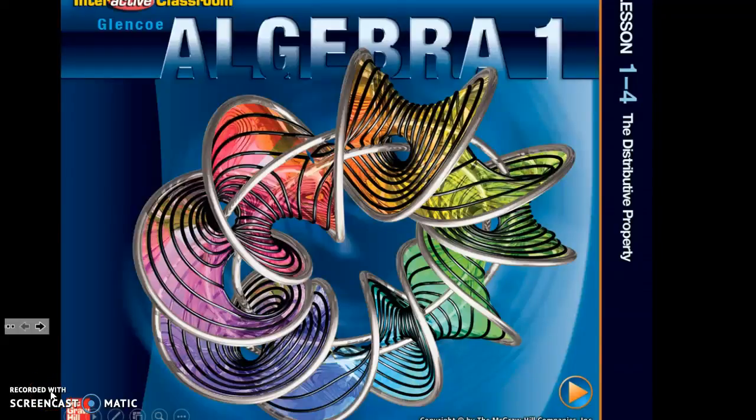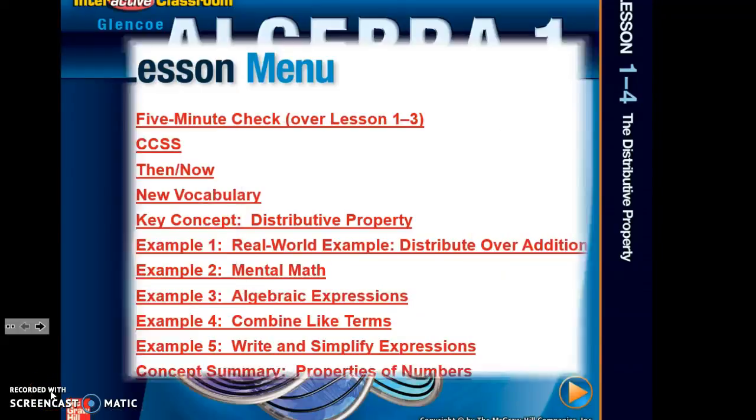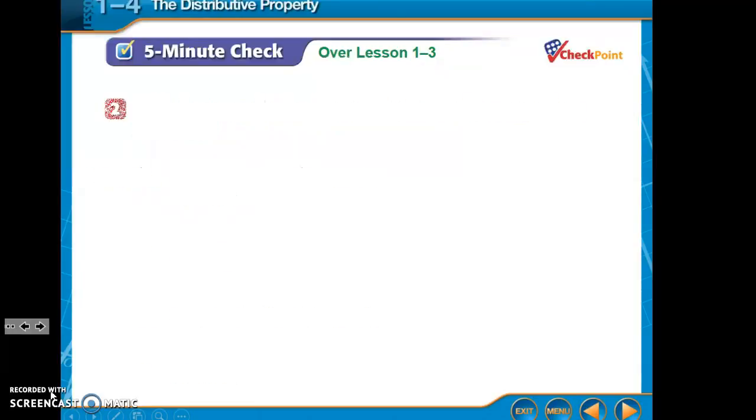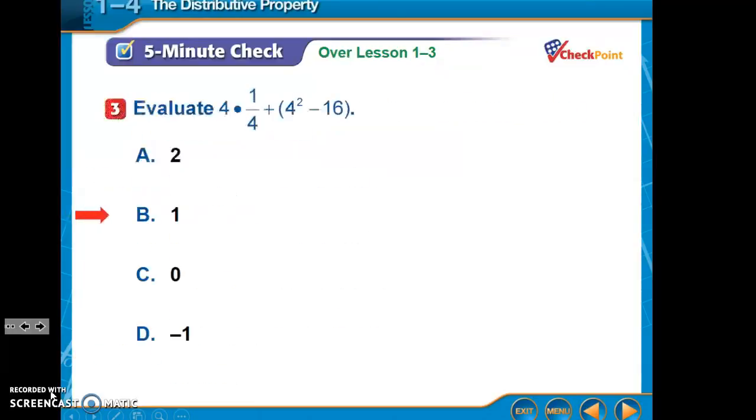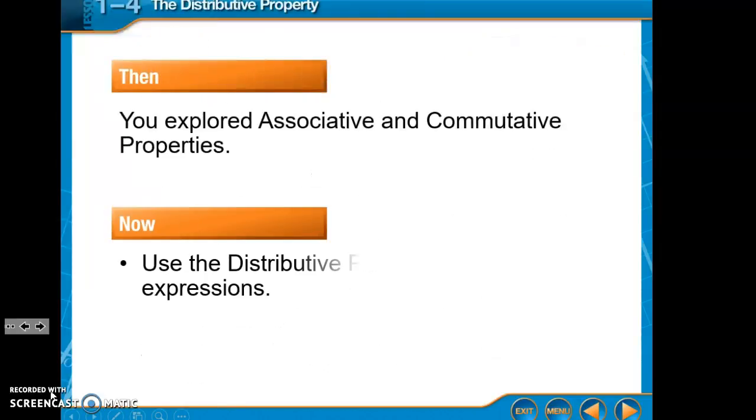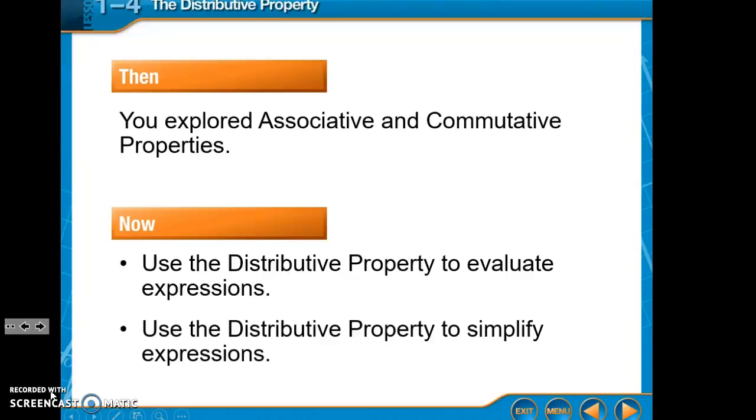Alright, so we're going to look at the distributive property today. Skipping over the check since we went over the homework. So today's learning targets are to use the distributive property to evaluate expressions and to use the distributive property to simplify expressions.